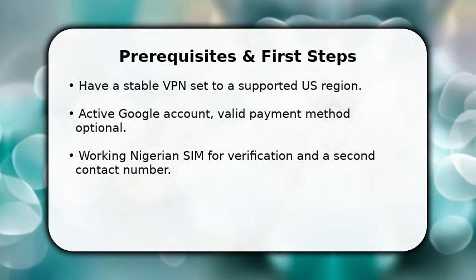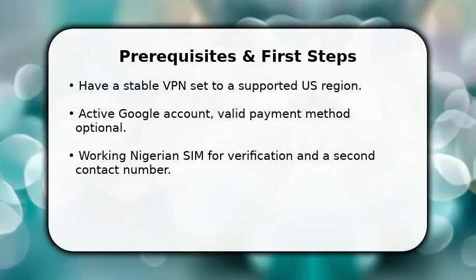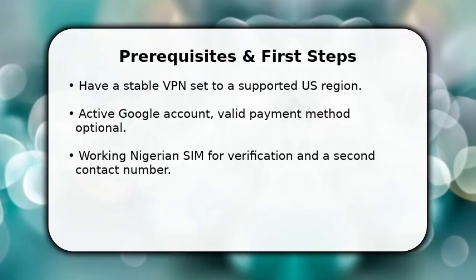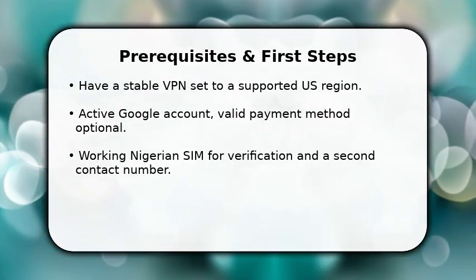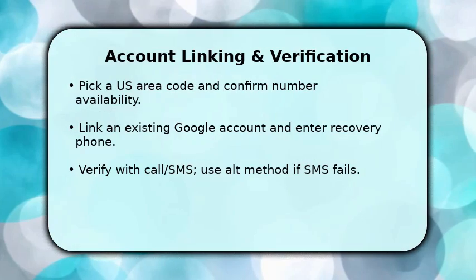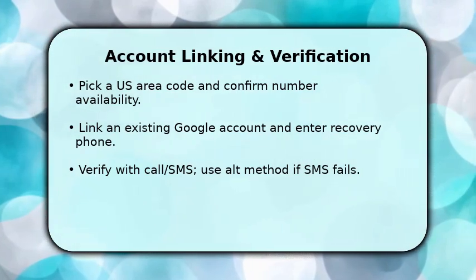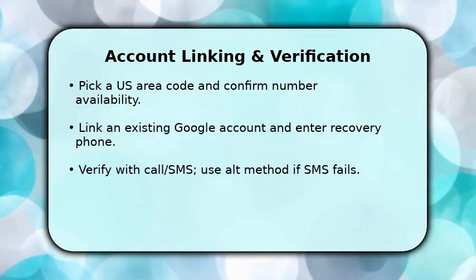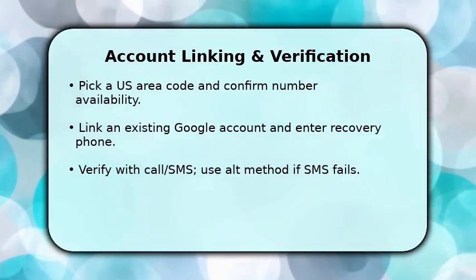Once connected to the VPN, open the Google Voice sign-up page and select Get a Number. Proceed immediately to search available US area codes. This saves time, and you now select a specific US area code and choose from available numbers. Pick one that looks local to your target contacts.